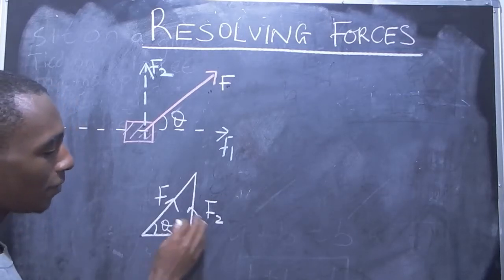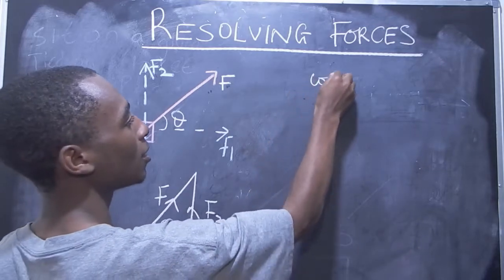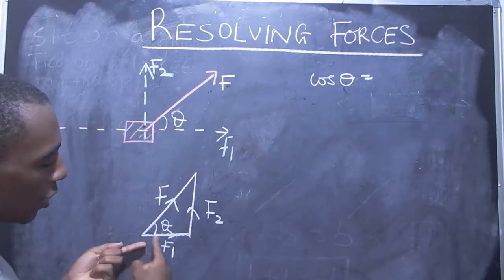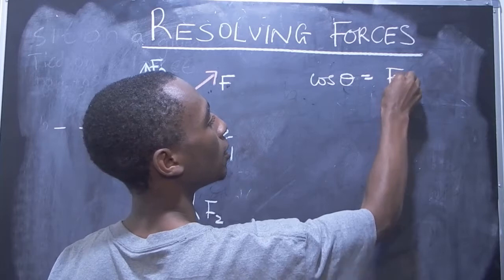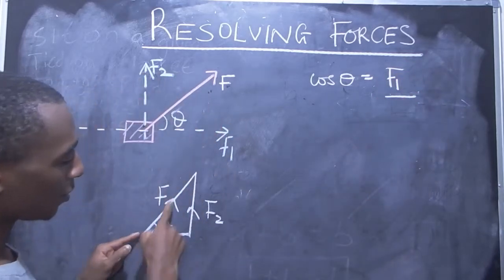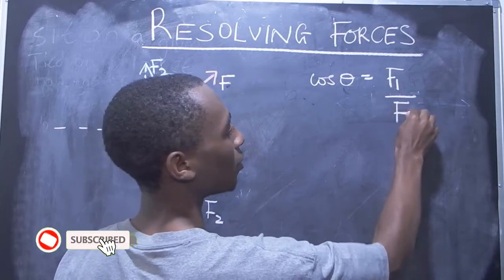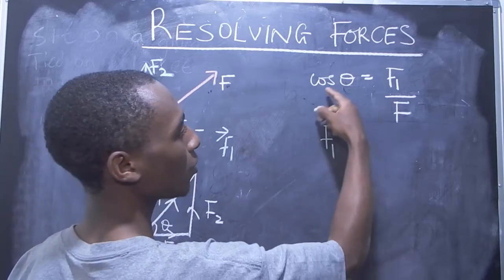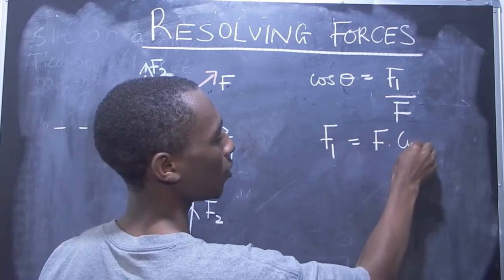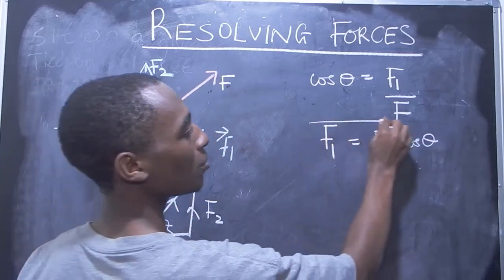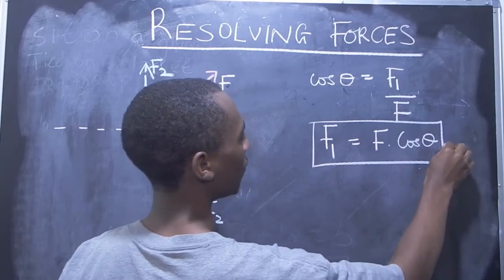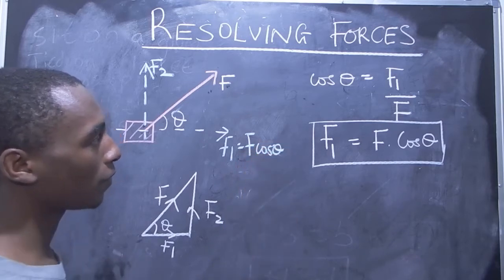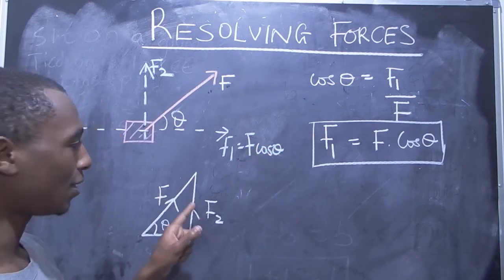Okay, now as you can see from this triangle, cosine of this angle theta is the adjacent, which is F1, divided by the hypotenuse of this triangle, which is F, which implies that F1, which is the horizontal component, if I cross multiply here, is F times cosine of theta, and this is going to be our horizontal component of the force. So F1 is F cosine of theta.